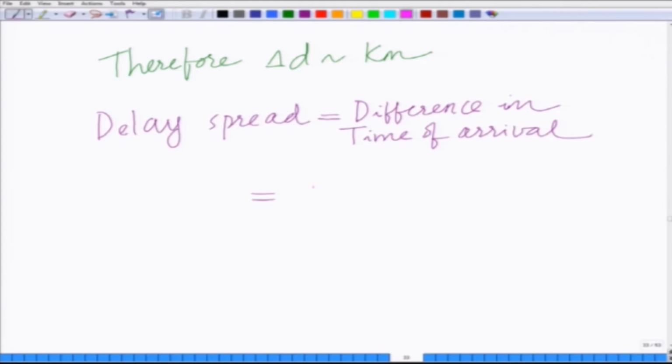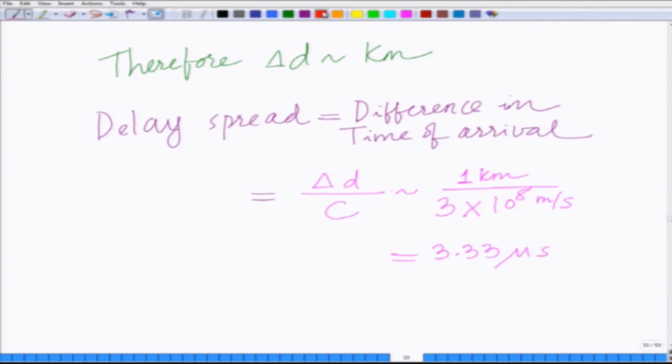That corresponds basically to the difference in the distance. Why is there a delay between the line of sight and non line of sight components? Because the distance involved in the line of sight and non line of sight components is different. Therefore, the delay spread is equal to the difference in the distance divided by the velocity, that is delta D divided by C, and we have already seen delta D is of the order of a kilometer, let us say 1 kilometer, divided by the velocity of light or an electromagnetic wave, which is 3 into 10 to the power of 8 meters per second, and this is equal to basically 3.33 microseconds.